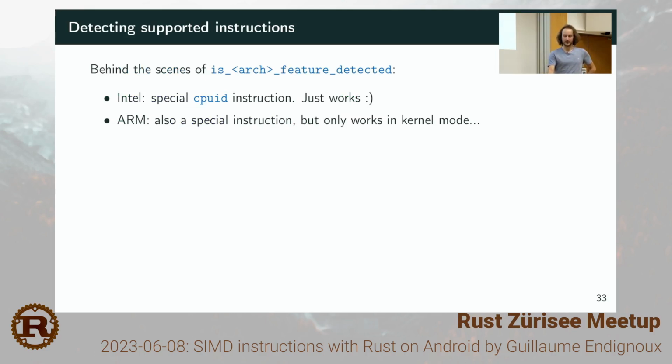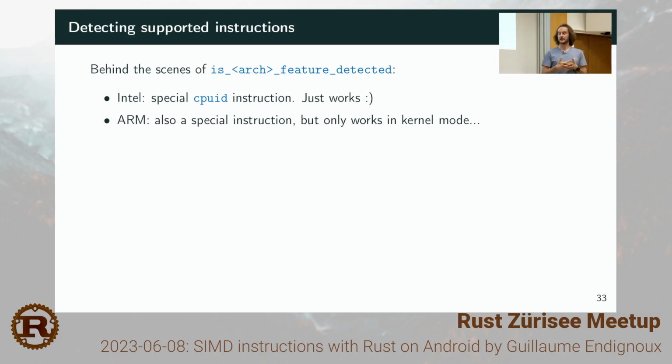What happens behind the scenes is the arch-specific macro is_feature_detected. On Intel, it's very simple. You have a special CPUID instruction that you can run from anywhere, and it just returns a bit flag. So you can just read these bits and confirm which features your CPU is supporting. On ARM, there is also a special instruction to do that, but unfortunately, it's only allowed to be called from kernel mode. So if you're in user space, you cannot verify what features are supported, which is a bit disappointing, but that's how it is.